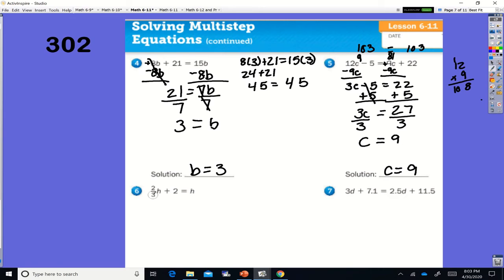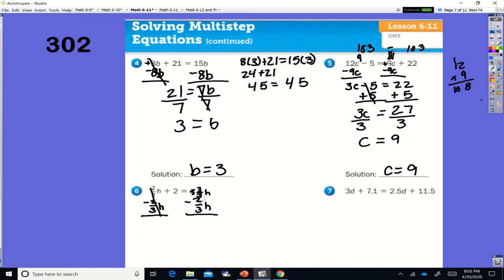Get the variable on one side. Well, I notice I have it on both sides. So I'm going to subtract 2/3 h because this is really a positive again. Whatever I do to one side, I must do to the other. Now, a lot of students ask right here, well, Miss Demmer, how do I do this? Well, that h is really 1, which is 3/3h, same thing. Okay, because it's really 1h.